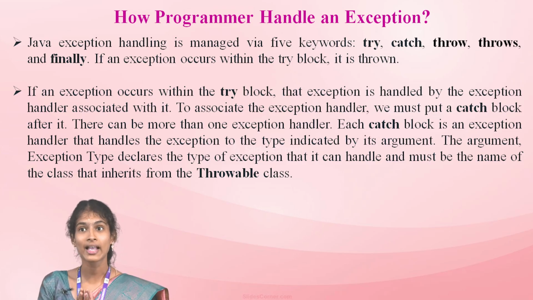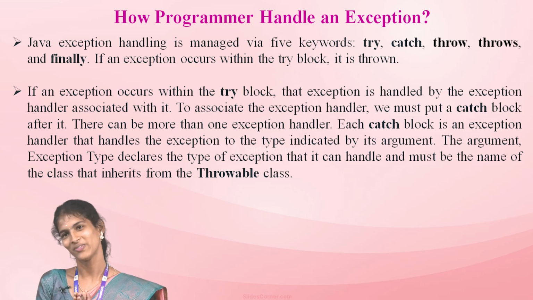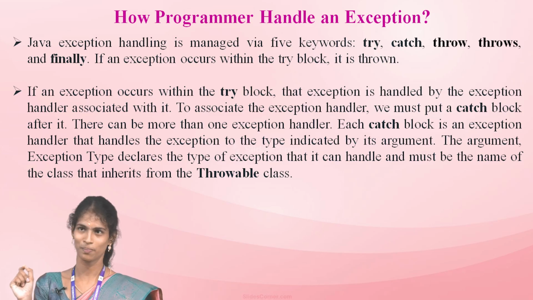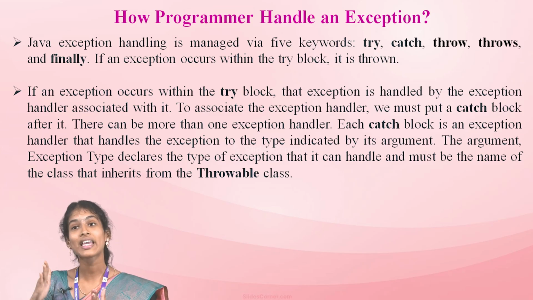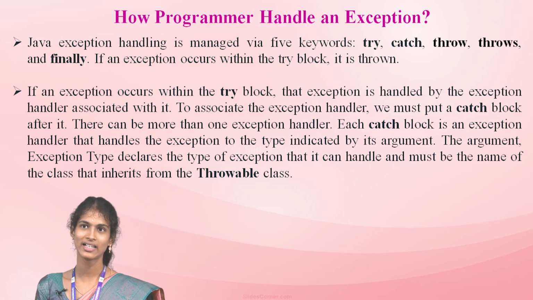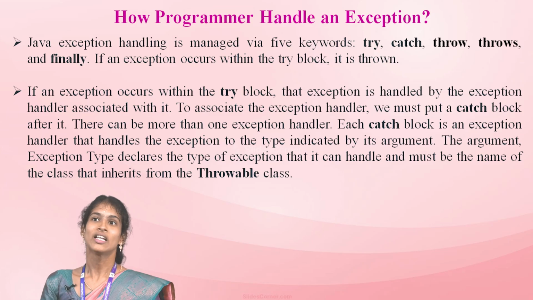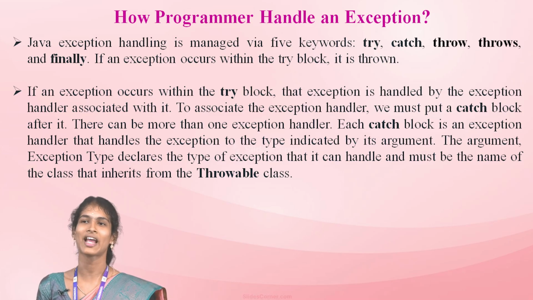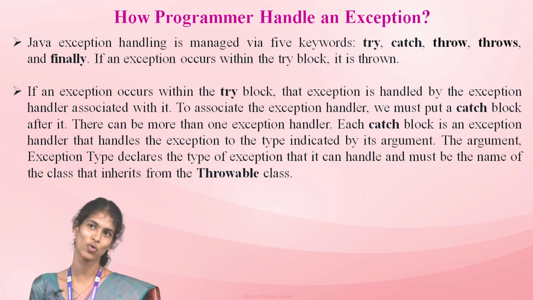Next, if an exception occurs within the try block, that exception is handled by the exception handler associated with it. To associate the exception handler, we must put a catch block after it. There can be more than one exception handler. Each catch block is an exception handler. It handles the exception of the type indicated by its argument. The argument's exception type declares the type of exception that it can handle and must be the name of a class that inherits from the Throwable class.